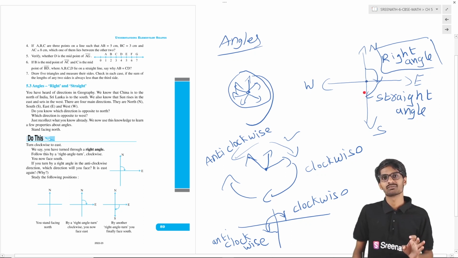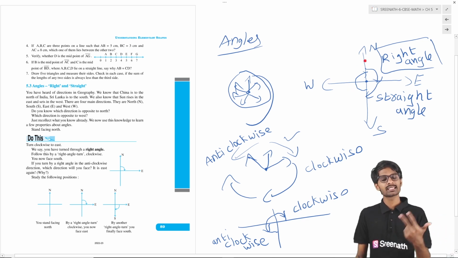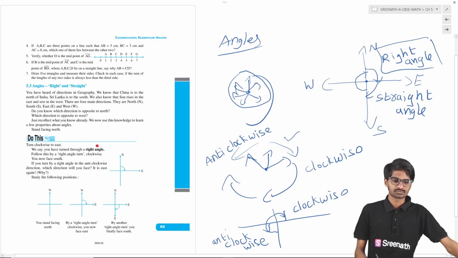Now suppose you have to move another straight angle in the same direction, what is your final position? Obviously your final position will be your original position, that is towards the north. Why? Because if you want to move a straight angle, you have to move two right angles. So for one right angle you will get towards the west, and for another right angle you will again get towards the north. So this is all about the clockwise direction, students.